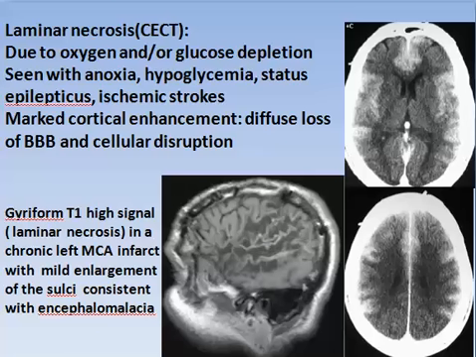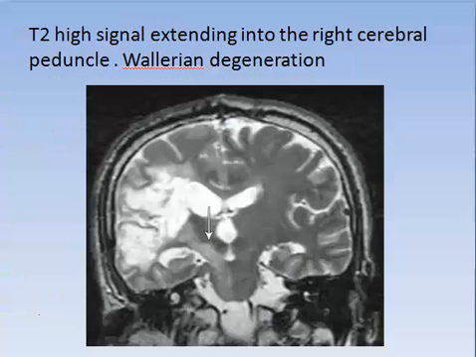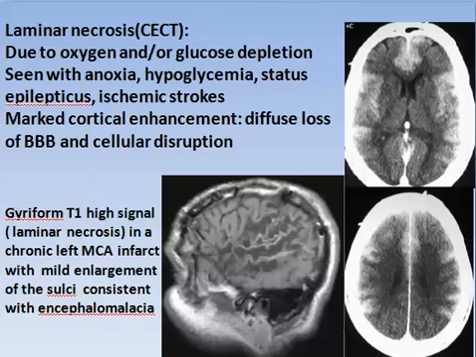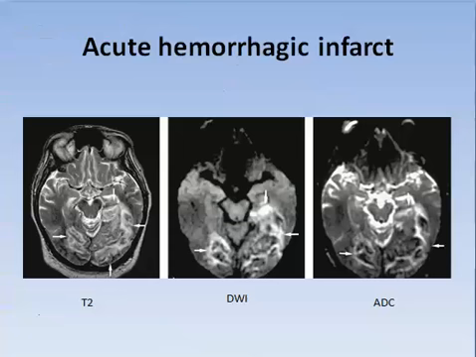So it is due to lack of oxygen or glucose, which result in disturbed blood-brain barrier. So after contrast, it will be apparent like this. It's called laminar necrosis. So amongst the complications of chronic infarcts are Wallerian degeneration and laminar necrosis, as well as acute hemorrhagic transformation.